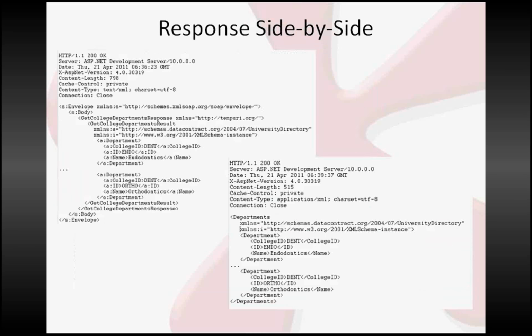And then the response. As we can see here, headers are pretty much the same. Now the SOAP response is wrapped in this bunch of outer tags. We've got an envelope and a body inside that, the name of the method, the name of the method again as a result, and then inside that is the actual data. Whereas in the REST case, everything that's sent back is just the actual data.